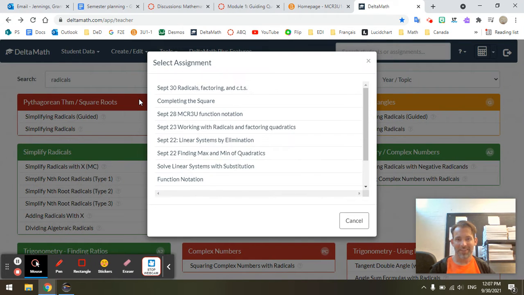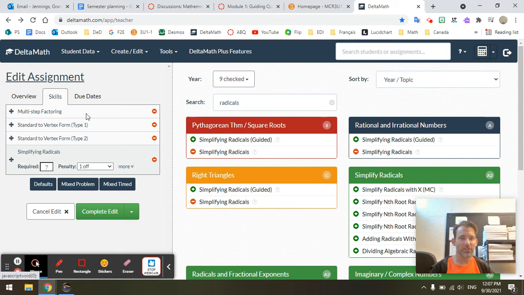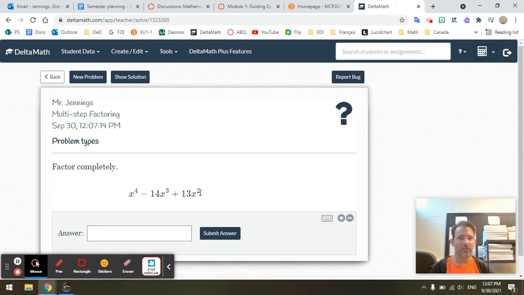Hi, team. So let's take a look at the Delta Math assignment, and I'll show you some of the skills that we're looking at. The first is factoring, and we're going to practice factoring our quadratics to get ready for tomorrow. So you go ahead and click on that skill, and it's going to ask you to answer questions like these. So the first thing I notice here is there is a common factor.